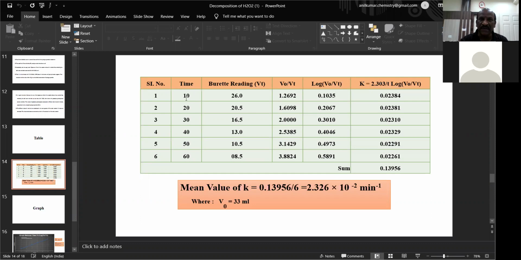which here means 10 minutes. At 10 minutes you will get the rate constant as this value. For the second value, you take log V0 by Vt multiplied by 2.303 and divided by T, where T is 20 minutes, not 10 minutes. After 20 minutes, that is the rate constant we calculate. And for the third reading, log V0 by Vt multiplied by 2.303 and divided by 30, you will get this value. Like this, we will get six values, 1, 2, 3, 4, 5, 6.